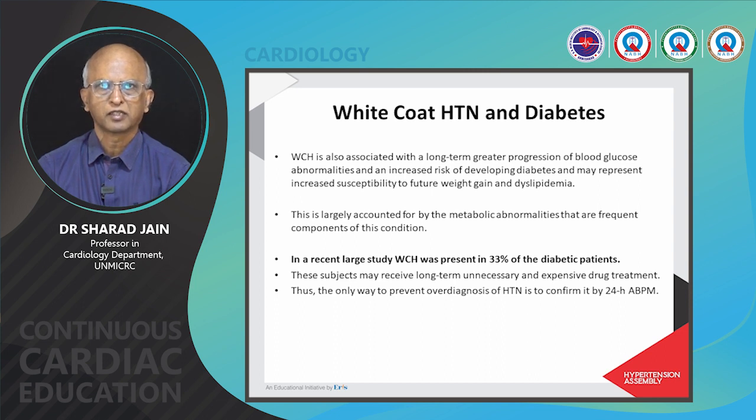In a recent large study, white coat hypertension was present in 33% of the diabetic patients. These subjects may receive long-term unnecessary and expensive treatment. Thus, the only way to prevent overdiagnosis of hypertension is to confirm it by 24-hour ABPM.